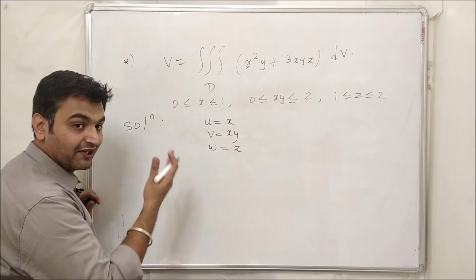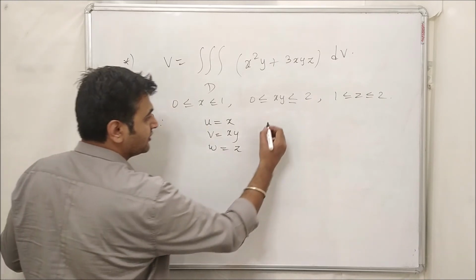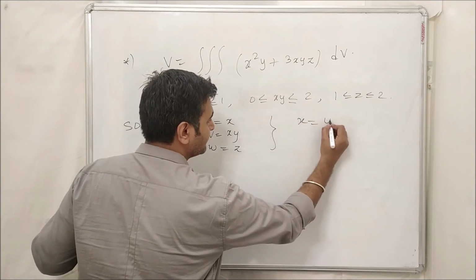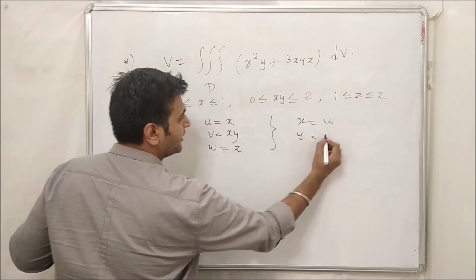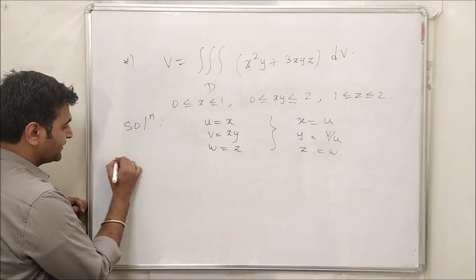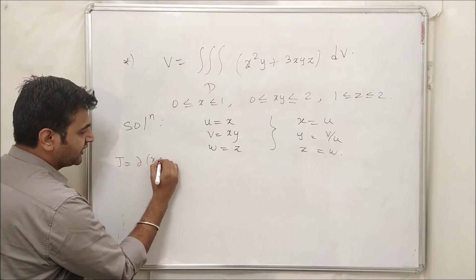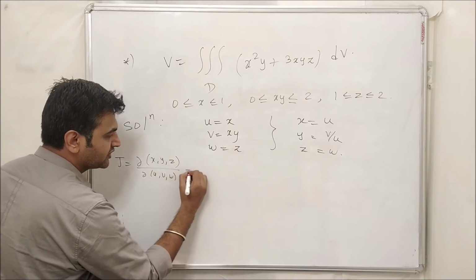Let's try to check. Even I have not solved this example. So okay, let's choose this substitution. What is the next thing? You try to express x, y, z in terms of u, v, w. So what is your x? x is u. What is your y? v upon x means v upon u. What is your z? w. So what is your Jacobian? So you have to differentiate x, y, z with respect to what? u, v, w. So that's the notation we use.